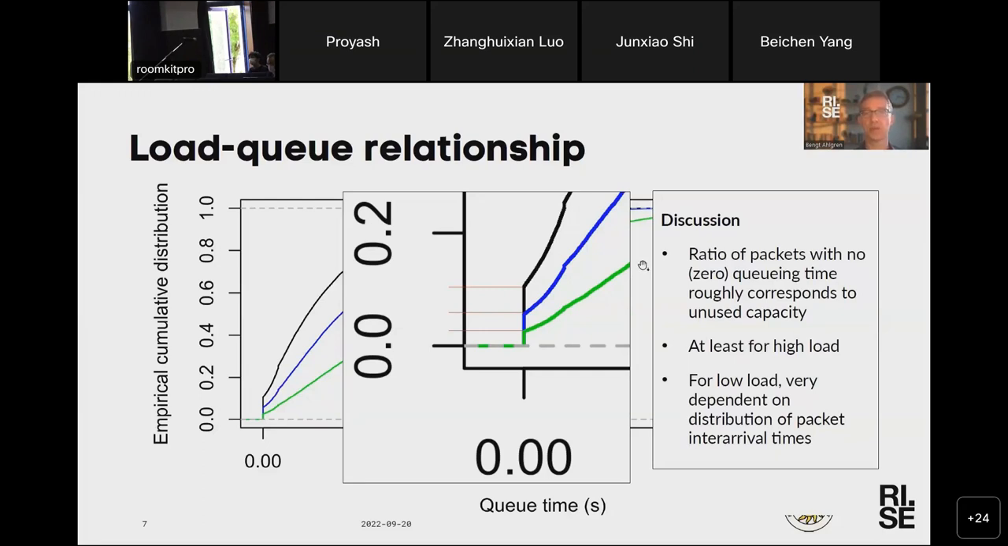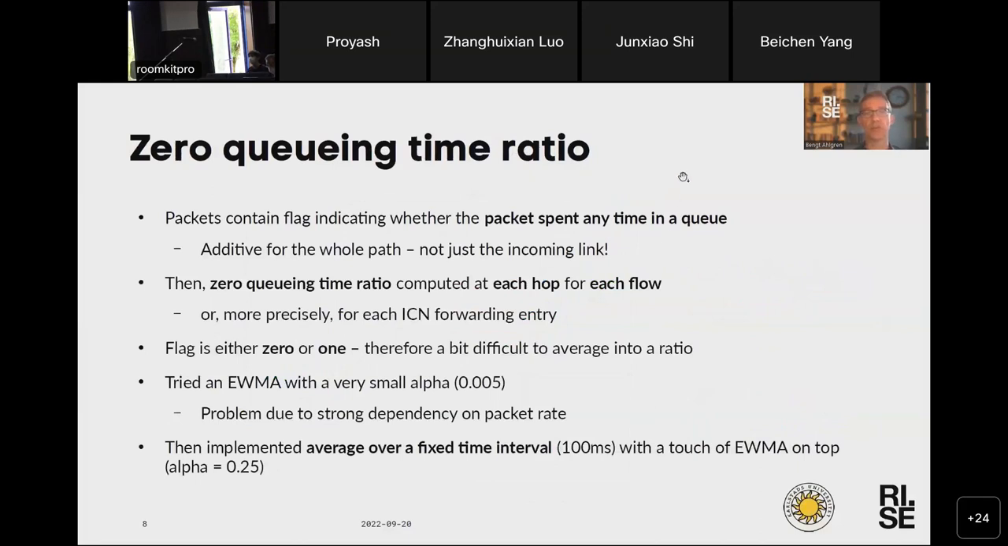Now, with this relationship in mind, we define the zero queuing time ratio. We add a flag to all packets that indicates whether the packet spent any time in a queue. So this is additive for the whole path, not just the incoming link of a certain router. This flag is never reset. If the packet is queued, the flag is set, and then it's kept set. So that means we get the information on whether the packet was queued at any hop on the path until the router that monitors this flag.